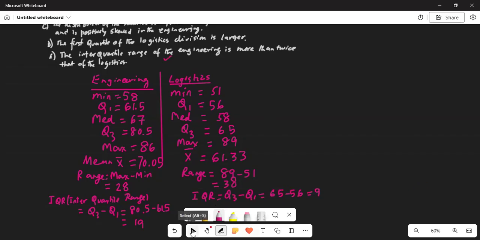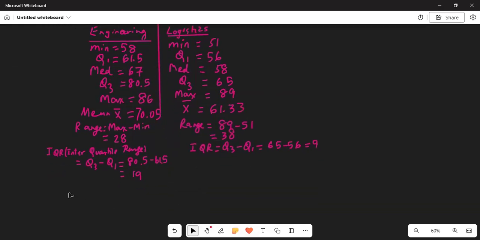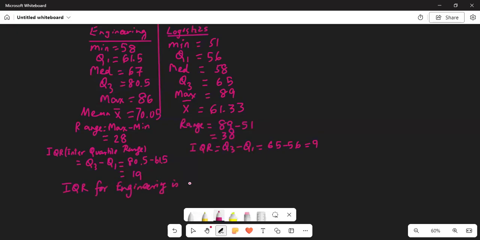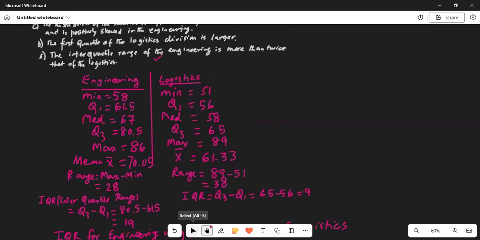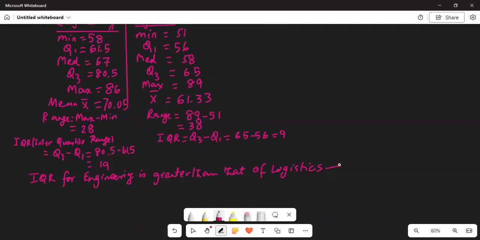So if I move this up, we can write IQR for engineering is greater than that of logistics, which is the correct answer, option E. Correct answer, option E. Option E, as in elephant. If I highlight that a little bit.